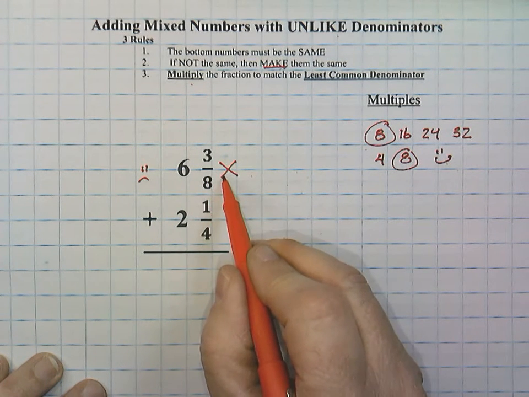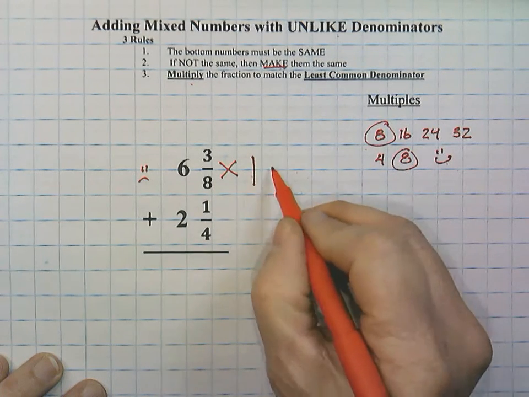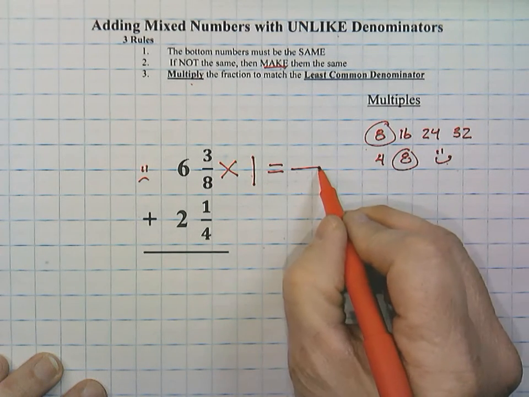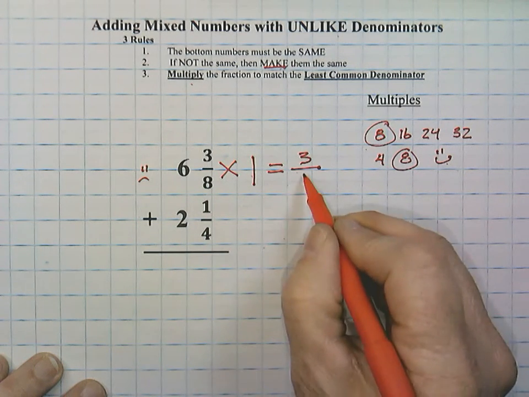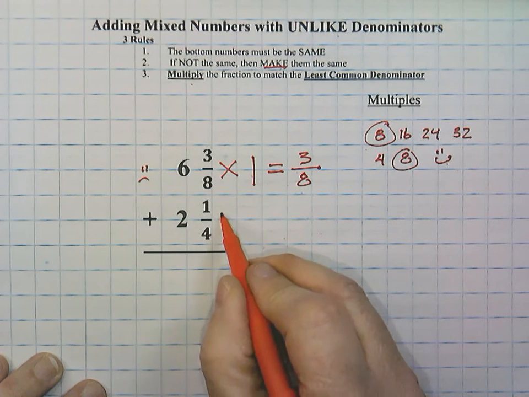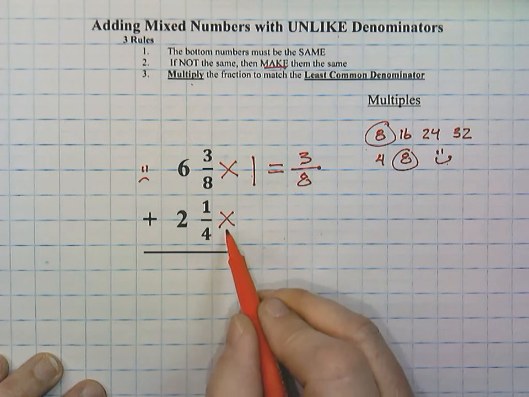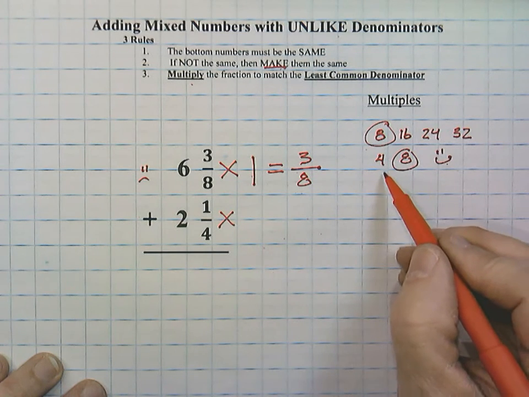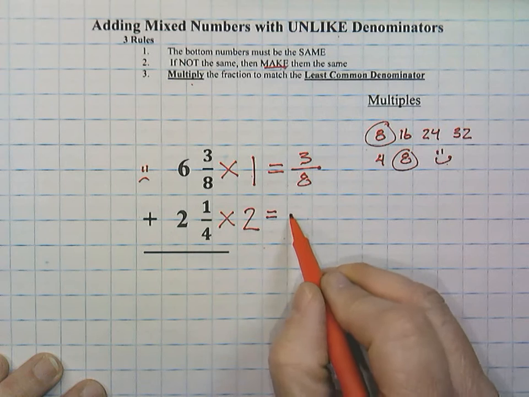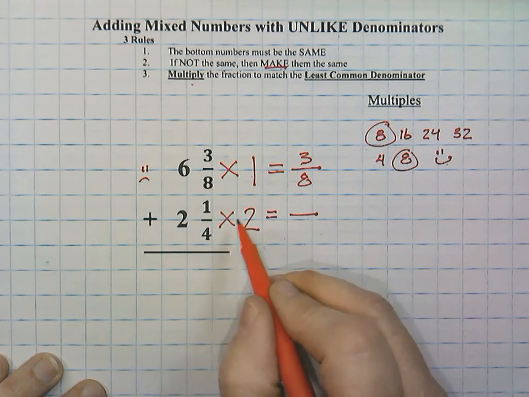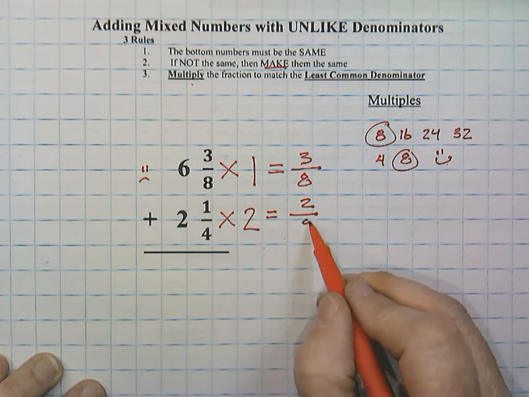What times 8, or 8 times what number equals 8? That would be 1. We do top and bottom. 3 times 1 is 3, and 8 times 1 is 8. On the bottom, we're using multiplication. 4 times what number equals 8? It's going to be 1, 2. Top and bottom. 1 times 2 is 2. 4 times 2 is 8.